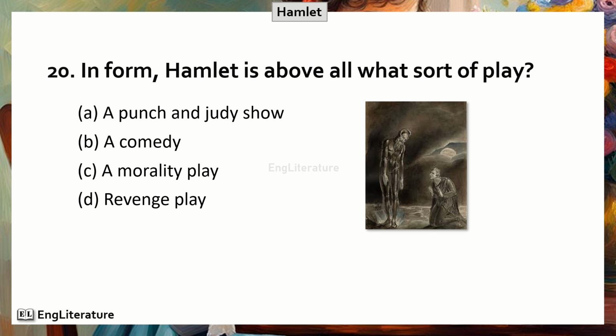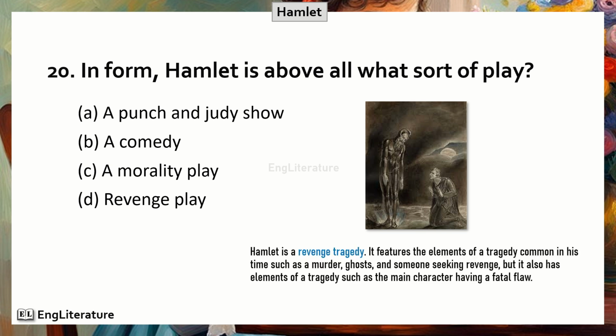In form, Hamlet is above all what sort of play? Hamlet is a revenge tragedy. It features the elements of a tragedy common in his time, such as a murder, ghosts, and someone seeking revenge. But it also has elements of a tragedy, such as the main character having a fatal flaw. So the right option is number D. Hamlet is above all a revenge play.